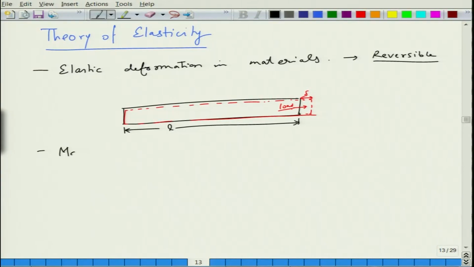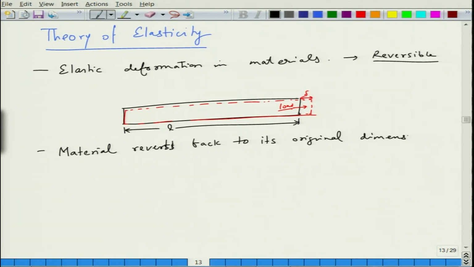So, essentially what happens is that the material reverts back to its original dimensions. This is what reversible deformation is, and all materials will show it. Materials of all kinds show it, but to a different extent.